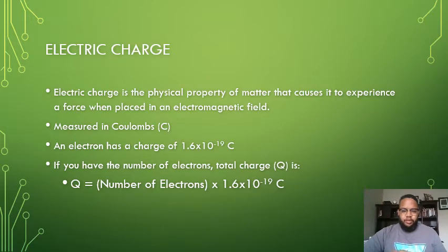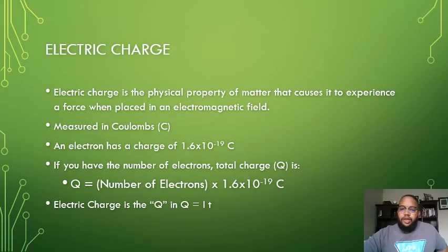To make this easier to remember, sometimes I think of it as people who owe me money. If everybody I loan money to owes me $5 and 10 people owe me money, how do I know how much money is owed? Well, I'd take those 10 people and I'd multiply it by $5 each. $50 is owed to me. So it's kind of the same thing with total charge. If each electron has the same amount of charge and you know the number of electrons, you just multiply the number of electrons by how much each electron has. That way you get the total charge.